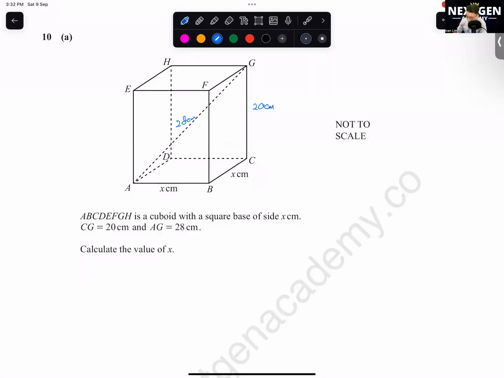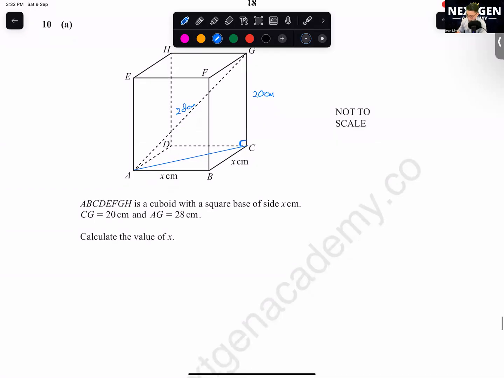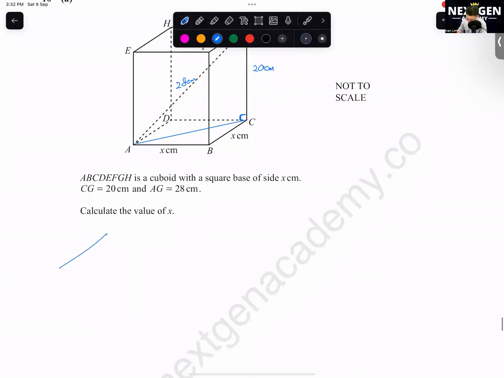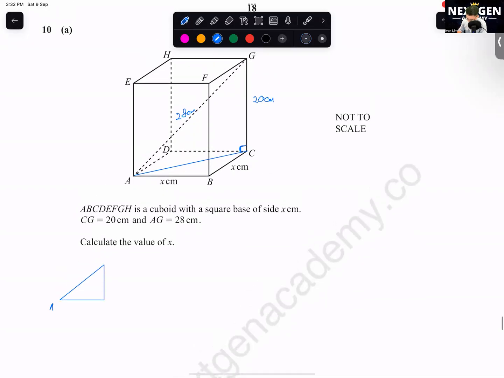You see, the first thing that we want to do, draw this as a right angle triangle first. Okay, you want to find x, right? Because this is a cuboid, not a cube. So draw this out. Okay, you got A, C, G. Okay, 28, 20. Okay, I want to find what is my AC first.